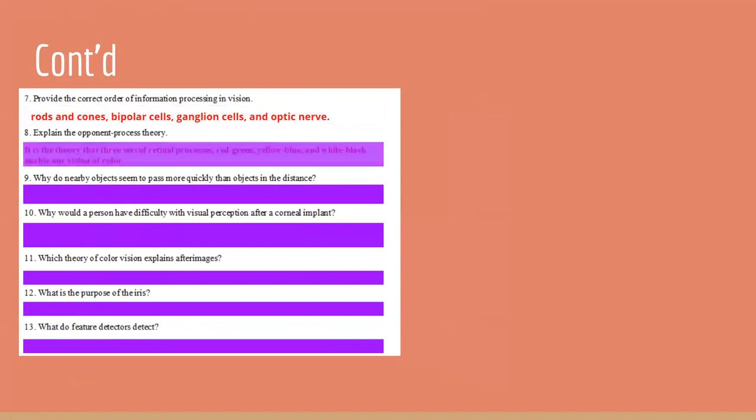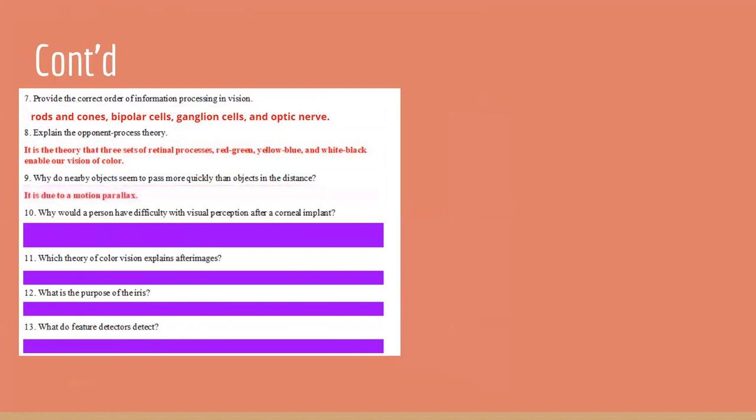Explain the opponent process theory. This is the theory that three sets of retinal processes, red-green, yellow-blue, white-black, enable our color vision. Why do nearby objects seem to pass more quickly than objects in the distance? That's due to motion parallax.